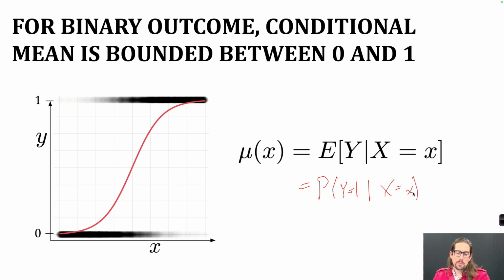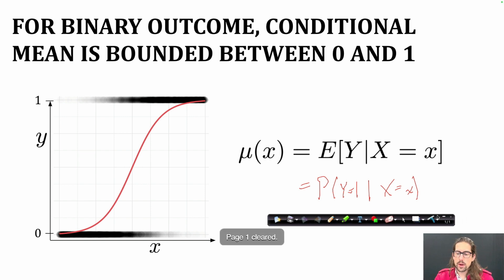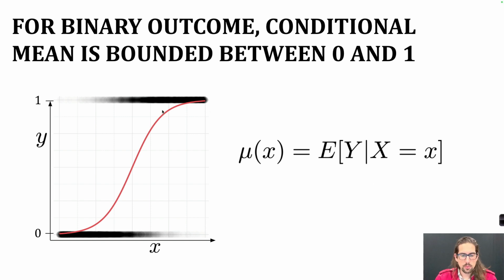Since this is a probability, we know that it's bounded between 0 and 1. Obviously, this conditional expectation, since it's a probability, can't be a value greater than 1, and it can't be a value less than 0. That wouldn't make any sense at all. So why is that an issue if we wanted to estimate this conditional expectation function using linear regression?